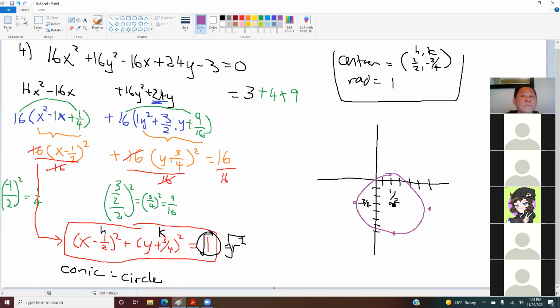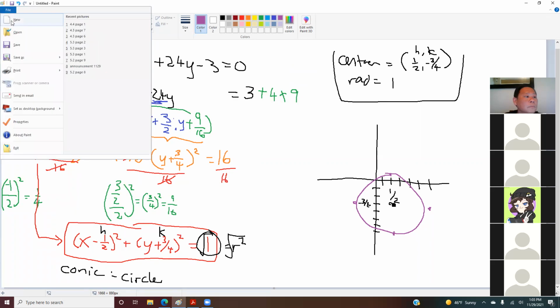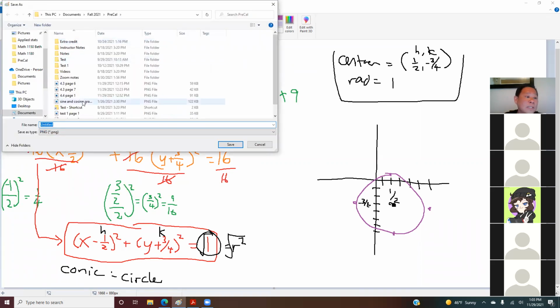Questions? Yes, the circle is the easiest conic section among those 4.